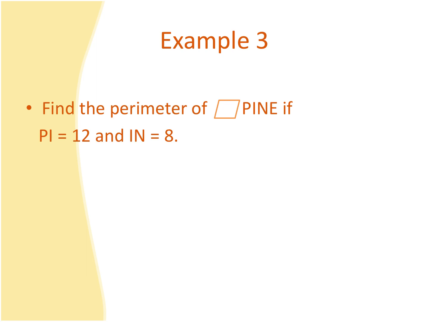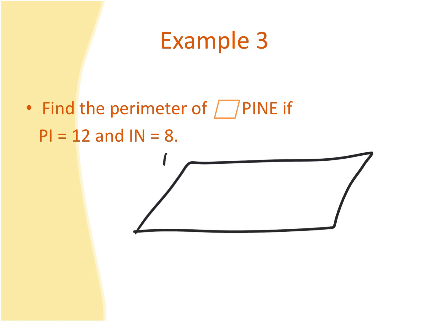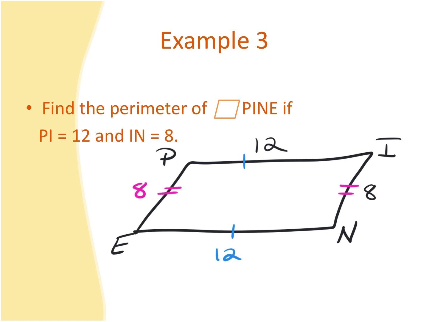Okay, so here it says to find the perimeter of parallelogram PINE. So let me go ahead and draw a parallelogram. I'm going to label it PINE. And they told me the length of PI was 12. The length of IN is 8. Now, I know when something is a parallelogram, we just learned that opposite sides are congruent. So if PI is 12, so is EN. And if IN is 8, PE is also 8.